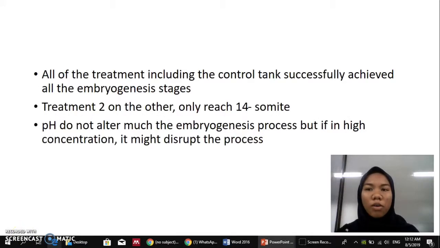As for the conclusion, all the treatments, including the control tank, successfully achieved all the embryogenesis stages. For treatment 2, on the other hand, it only reached 14 somite, as the process was stopped there. And overall, the pH does not alter the embryogenesis process much, but if it is exposed or released in high concentration, it will disrupt the process of embryogenesis.